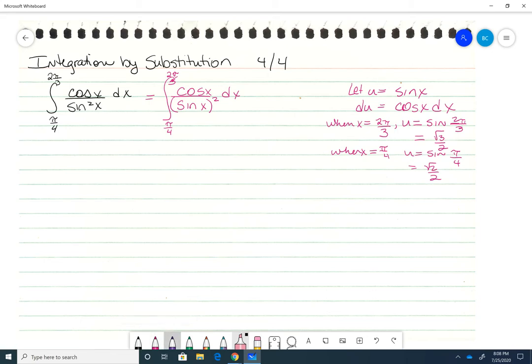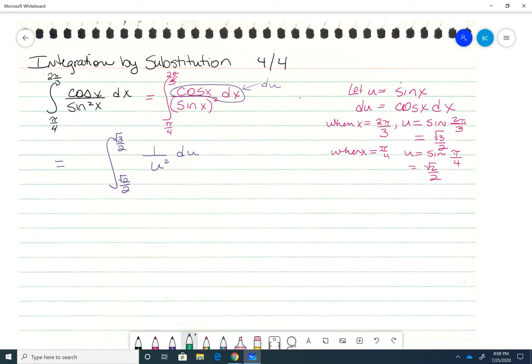So now we're going to look at this again. So let's change the variables. The limits of integration are going to be from square root of 2 over 2 to square root of 3 over 2. And cosine x dx, that is du. And then this is 1 over u squared du. That's what I have.